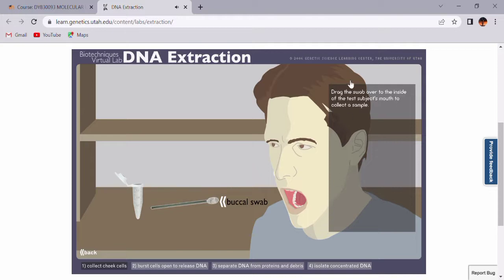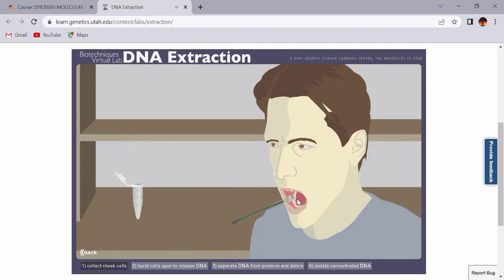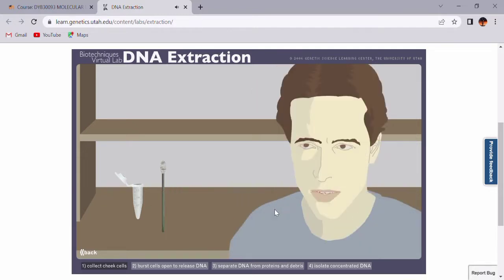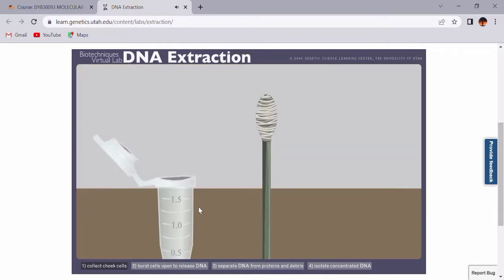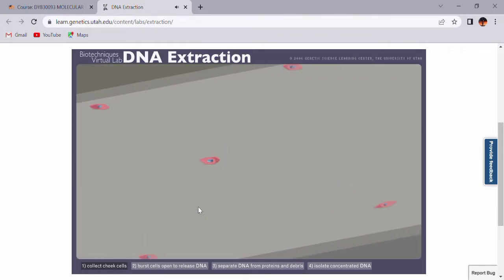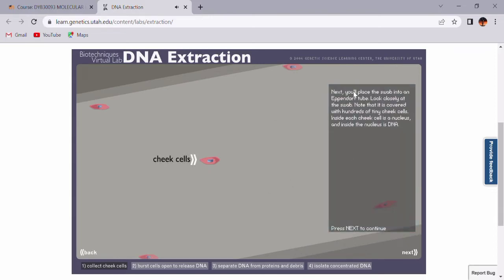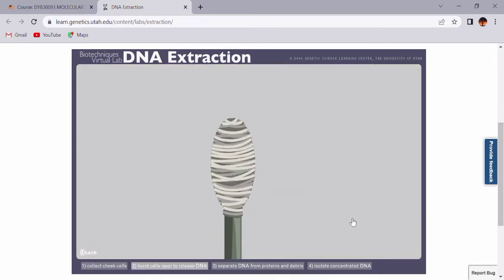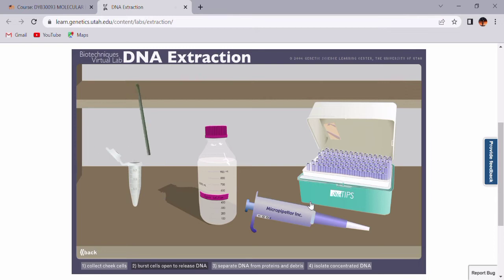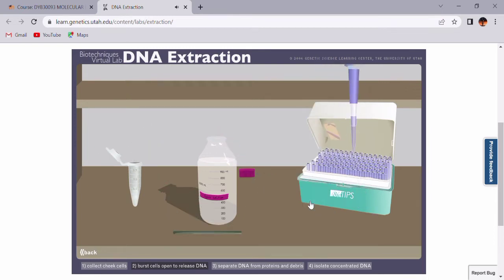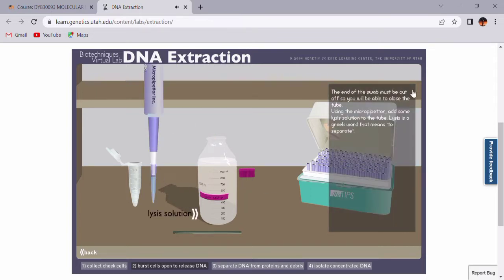Drag the swab over the inside of the test subject's mouth to collect a sample. Next, you place the swab into an extraction tube. Look closely at the swab. Note that it's covered with hundreds of tiny cheek cells. Inside each cheek cell is a nucleus, and inside the nucleus is DNA.